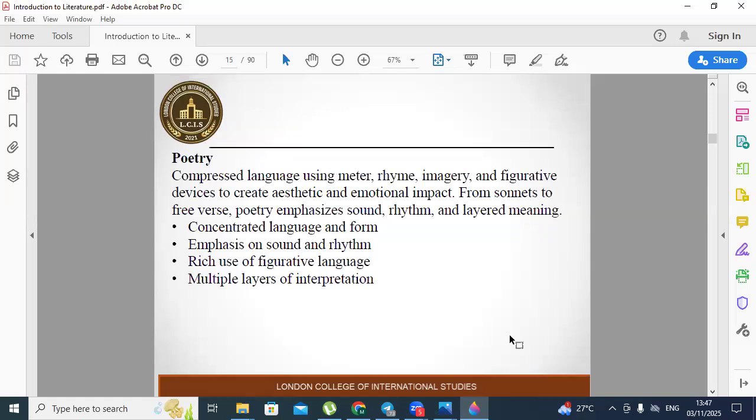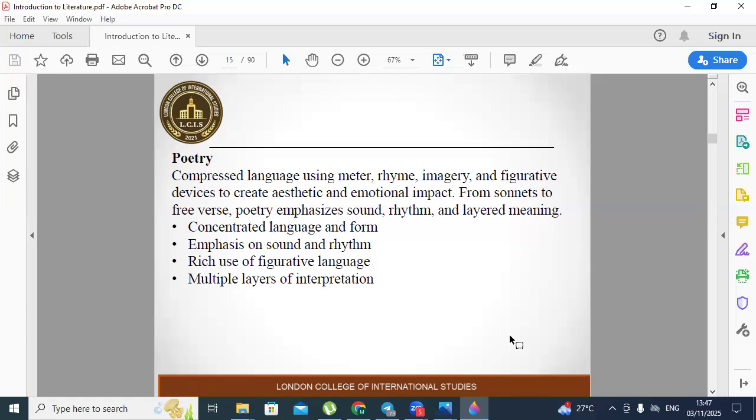Poetry overview and key features. Poetry represents the most concentrated form. Every word carries significant weight, and meaning emerges through the intricate interplay of sound, rhythm, imagery, and structure.